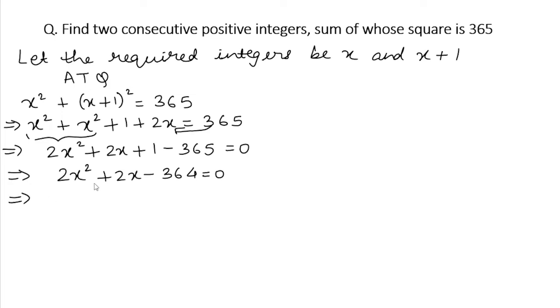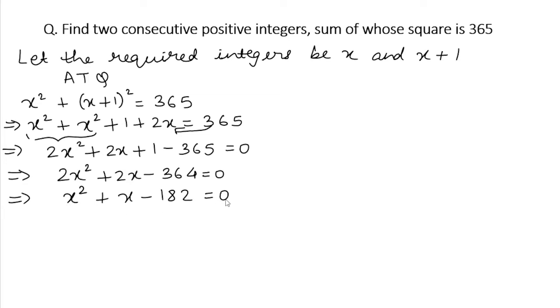Now we are going to divide this throughout by 2, since we can see that we have 2 here, we have 2 here, we have 364 here. So we can take 2 common, or say we'll divide throughout by 2. So we'll get x square plus x minus 182 is equal to 0.